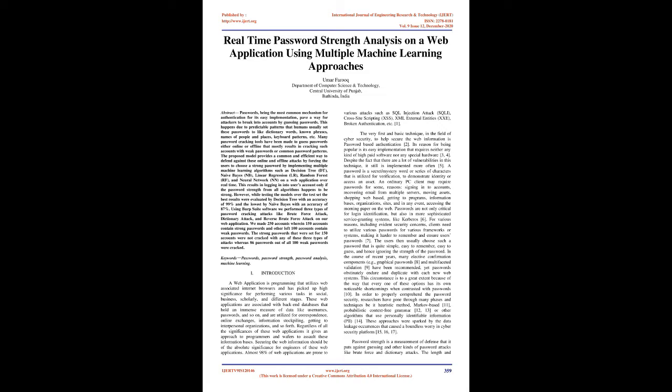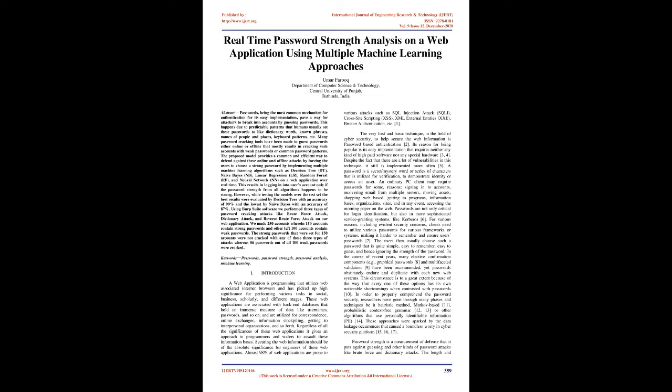The proposed model provides a common and efficient way to defend against these online and offline attacks by forcing the users to choose a strong password by implementing multiple machine learning algorithms such as decision tree (DT), naive Bayes (NB), linear regression (LR), random forest (RF), and neural network (NN), on a web application over real time. This results in logging into the user's account only if the password strength from all algorithms happens to be strong.